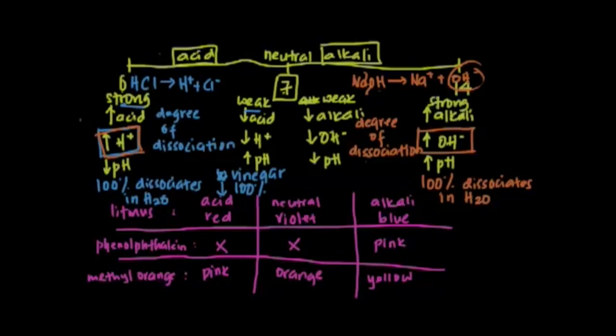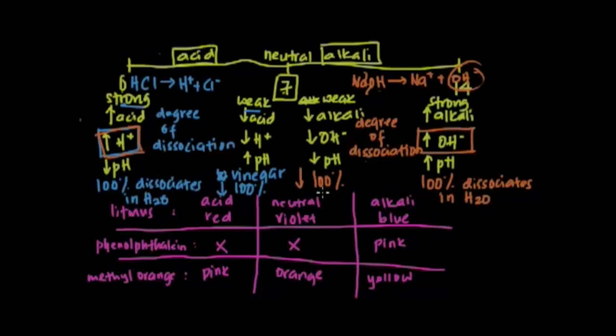On the other hand, a weak alkali means it only dissociates in small percentage, right? They only dissociate to a small percentage in water. Only a few molecules ionize to produce hydroxide ions. So as a result, the concentration of hydroxide ions in the solution is low. Alright.